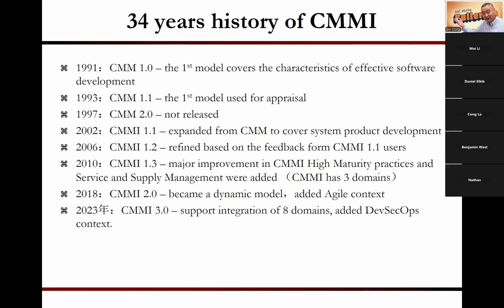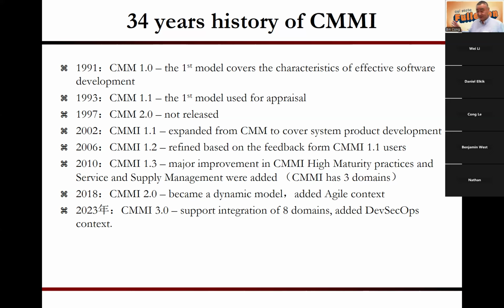Then 1.1 basically came out, improved based on all the feedback. 1997, and then we move up to 2.0. The 2.0 was never released. The reason is that the DOD said now we need to apply those good practices to software and also to systems. The way we do things should not be just software. So that's why in 2002 we have CMMI. This is called integration. It's not just software anymore, even though most of the users of CMMI are still software organizations.